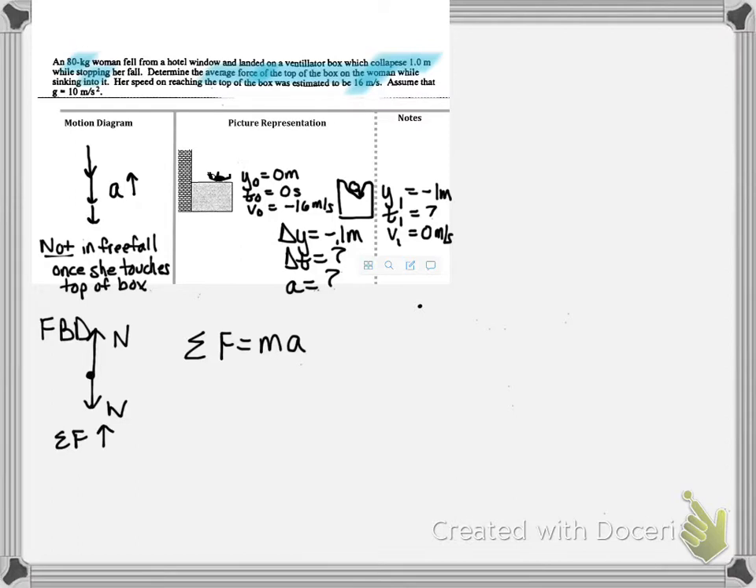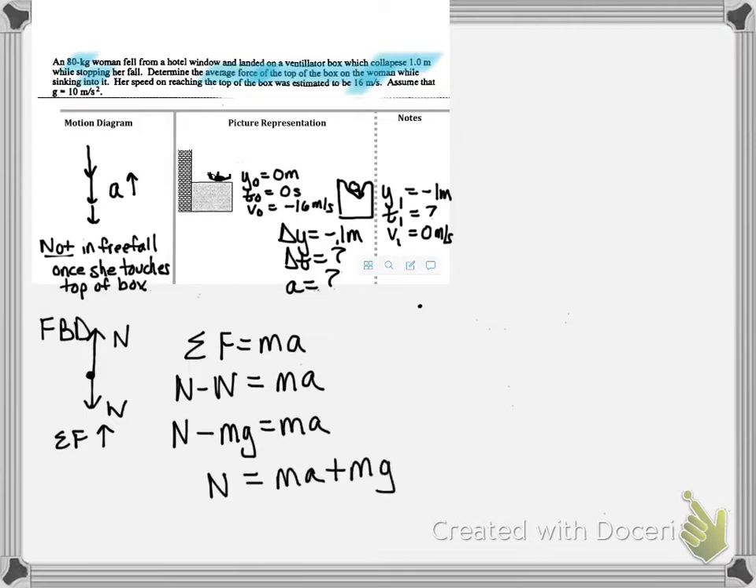Once I draw a free body diagram, I write sum of the forces equals ma every time. It's just automatic. So I have normal force minus weight equals ma. Now I can't say 0 there. I can't say that normal force minus weight equals 0 because it doesn't.